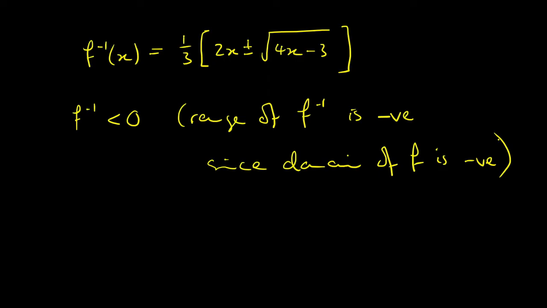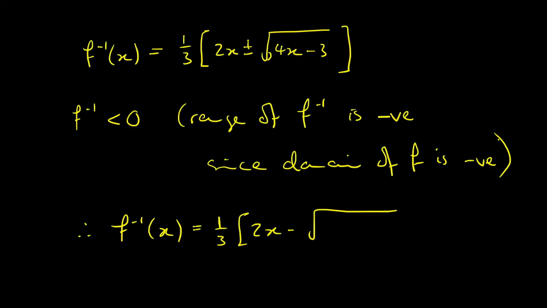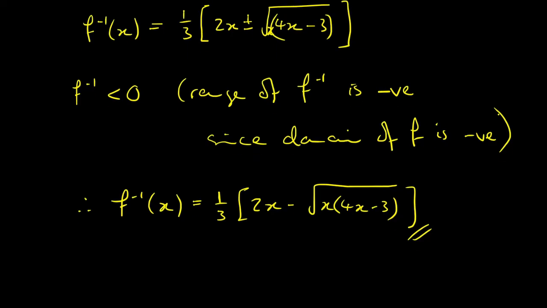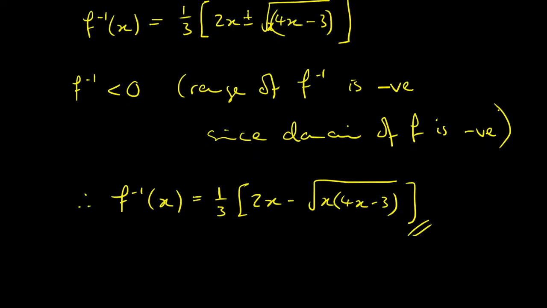So therefore, f inverse of x is equal to a third of 2x minus the square root of, oh, beg your pardon, there's an x there, isn't it? Of x bracket 4x minus 3. Okay, all right, now let me just double check that answer. 2x minus the square root of x bracket 4x minus 3, upon 3. Yeah, that's the right answer. And yes, there is a mark for justifying the square root. So you need to make a statement like the one that I've done of some kind.